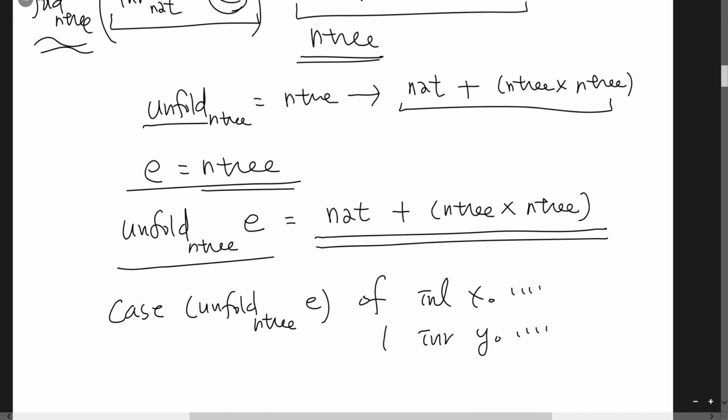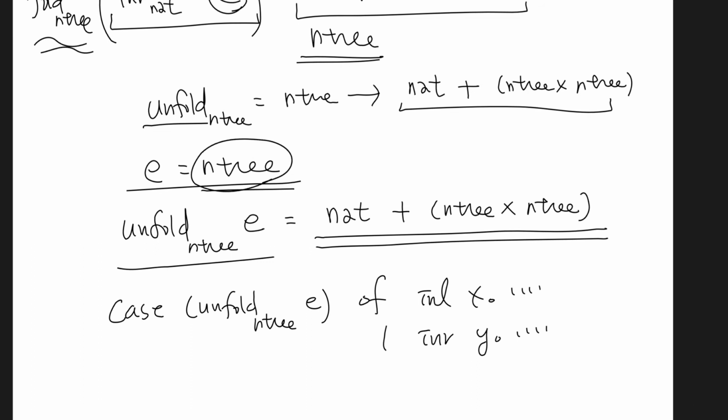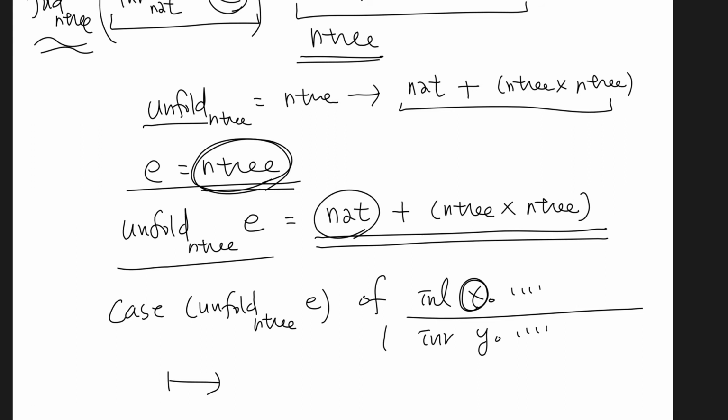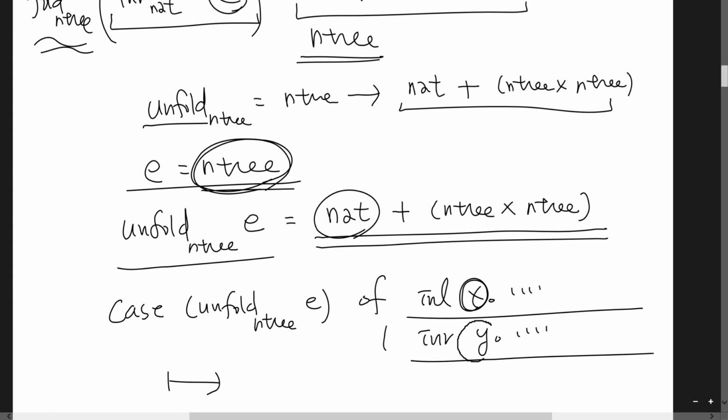If this natural number 3 was indeed created as a singleton, then at runtime we will take this left branch, and this variable x is going to be bound to the actual natural number. Or if the natural number 3 was constructed with two smaller child subtrees, then we are going to take this right branch, and this variable y is going to be bound to this pair of natural number trees. So that's how we use this unfold.